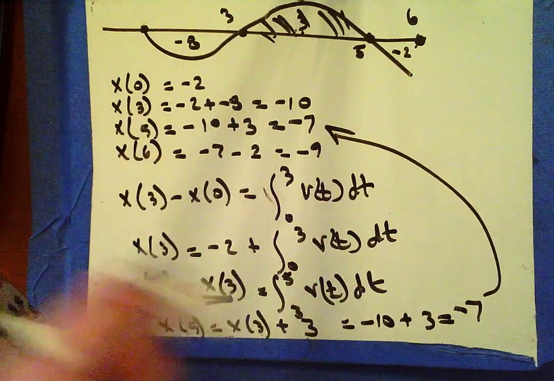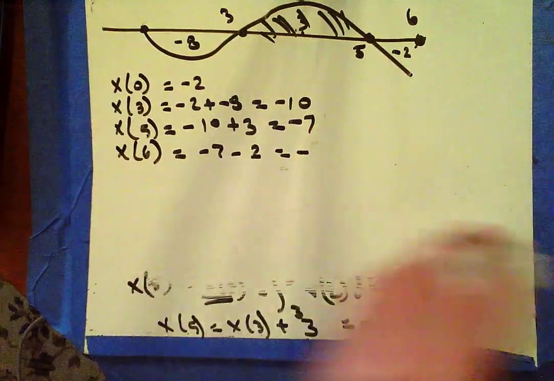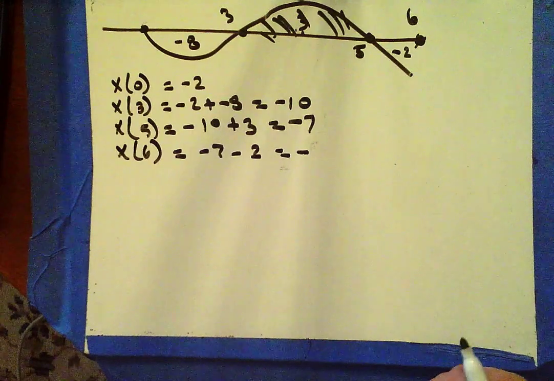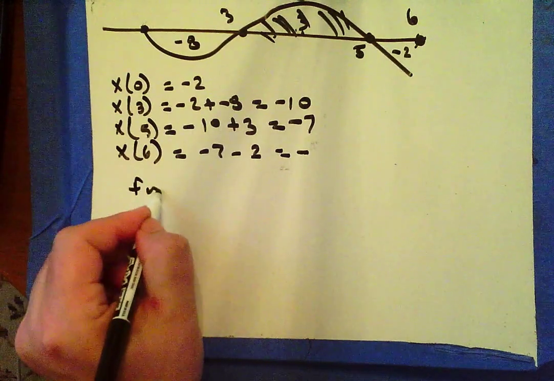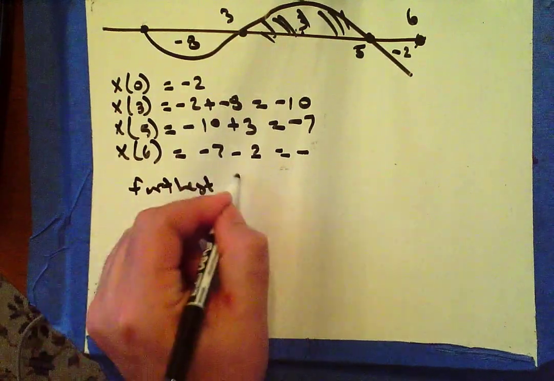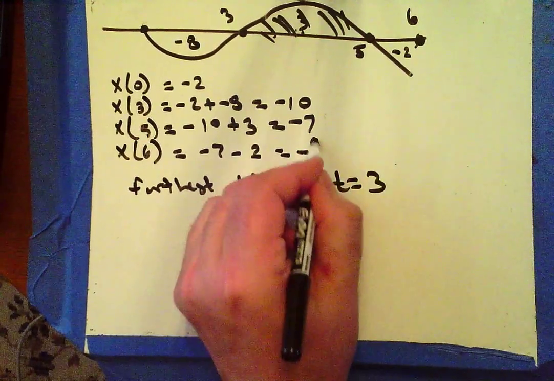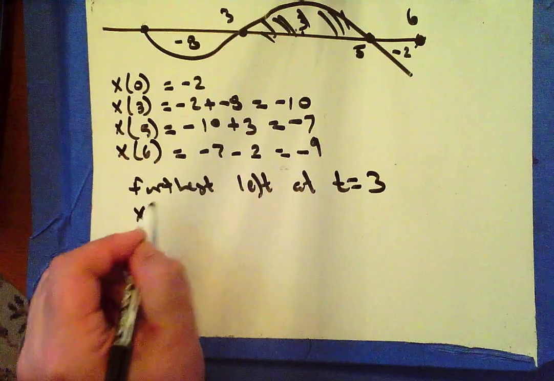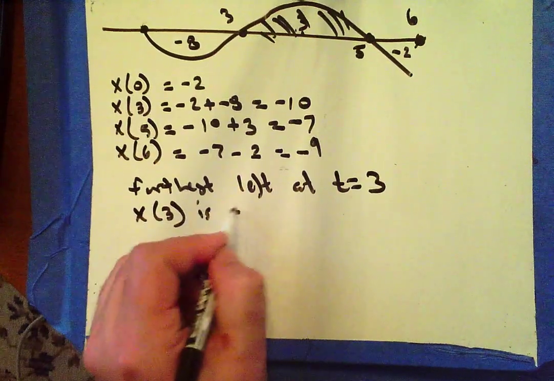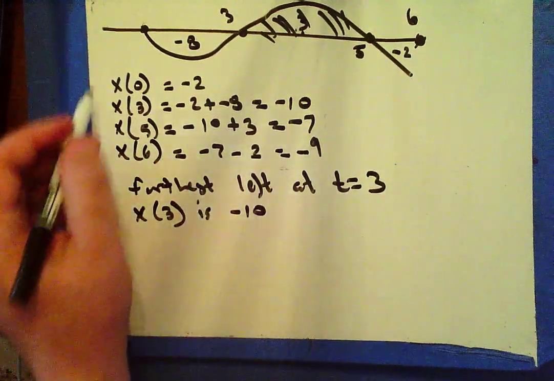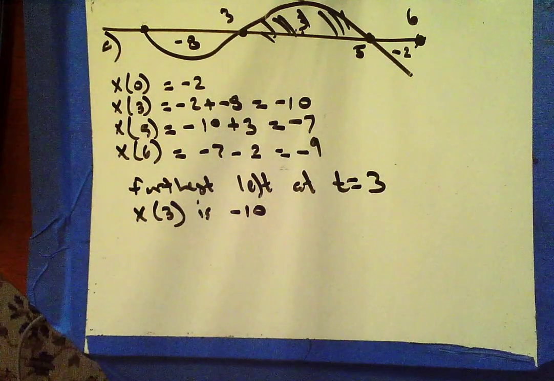Okay, so when are we furthest to the left? That's what they ask us here. We're furthest to the left at t equal to 3, and x of 3 is negative 10. So there's part A, a candidates test.